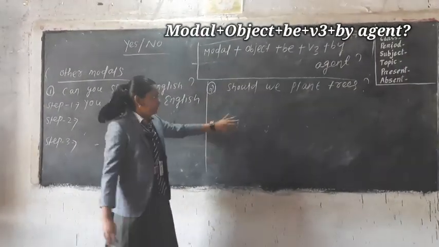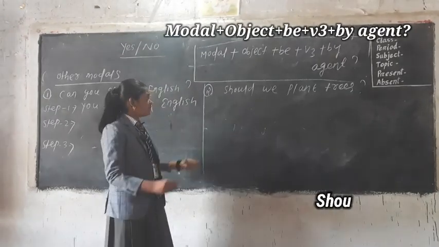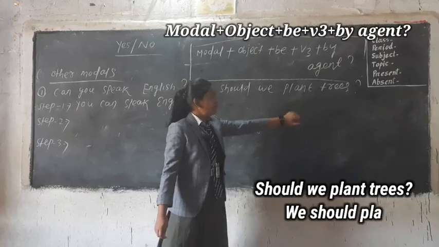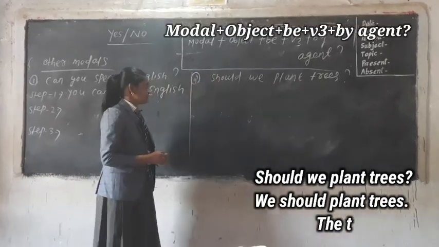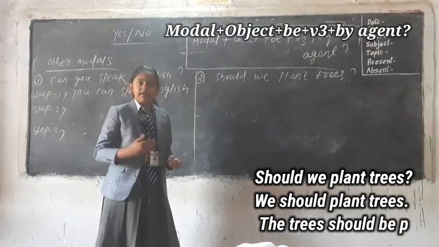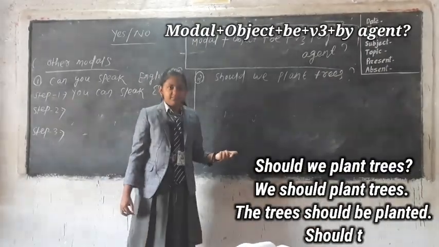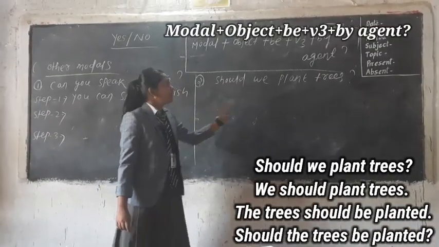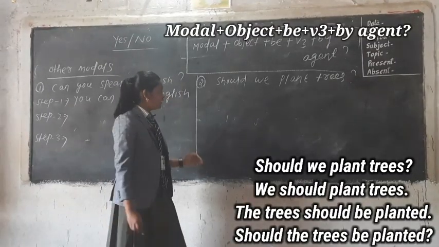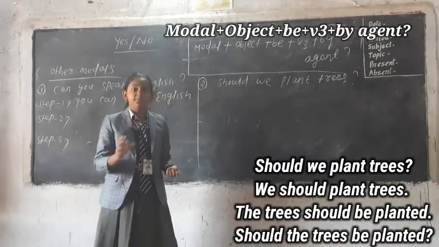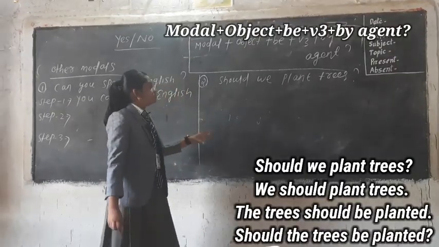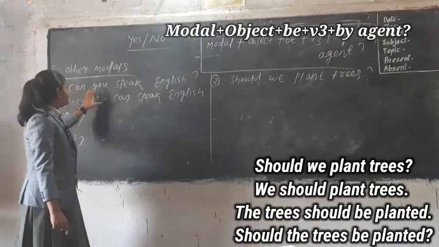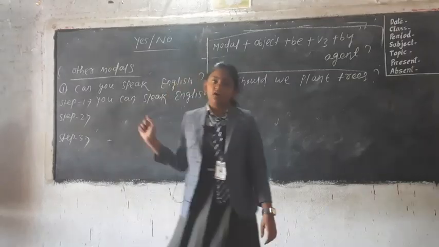This structure can be remembered to passivize any sentence consisting of a modal verb. Let me take another example. Should we plant trees? Here should is the modal verb, we is the subject, plant is in the verb 1 form, and trees is the object. So step 1, convert it into affirmative: we should plant trees. Step 2, passivize the sentence in affirmative: trees should be planted by us. Step 3, interchange the position of the modal verb and the subject: should trees be planted by us?